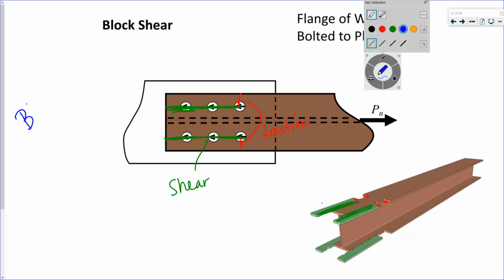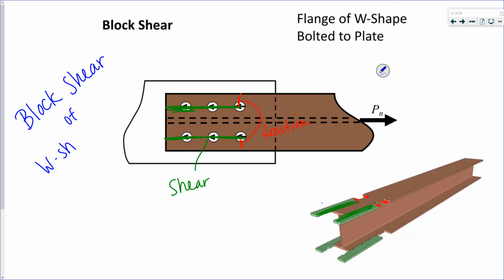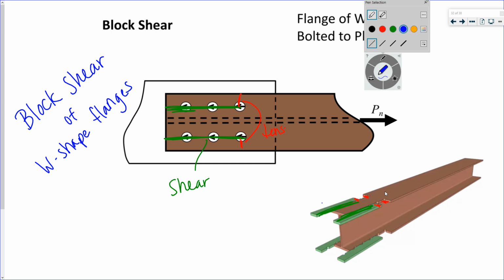This is the flanges having block shear. Gosh, I can't spell tension. That's embarrassing. Tension.